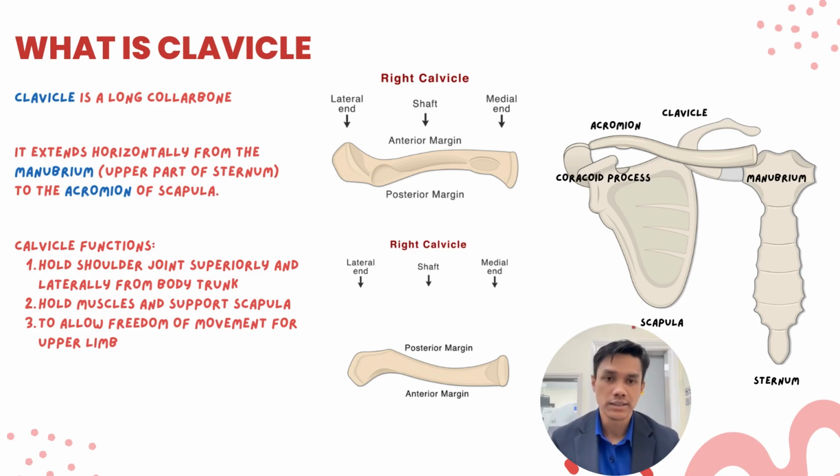The next slide is, what is the clavicle? The clavicle is a long collarbone. It extends horizontally from the manubrium, the upper part of the sternum, to the acromion of the scapula. The clavicle's function is to hold the shoulder joint superiorly and laterally from the body trunk. It holds muscle and supports the scapula to allow freedom of movement for the upper limb.